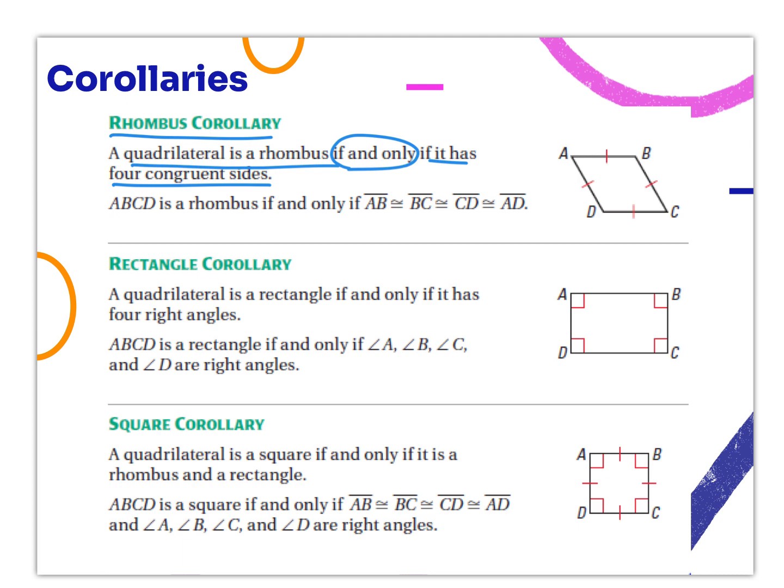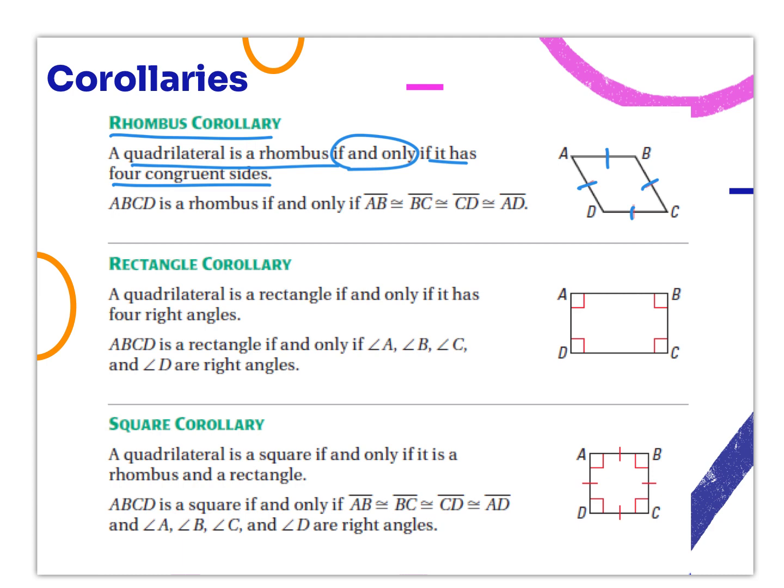Again, we know by definition what it is. Now they're just doing a corollary where it's this if and only if. Remember, you can turn any definition into an if and only if statement. So if you see a drawing and you see that it has 4 congruent sides, like that, then you know that it is a rhombus. And the second thing is, if you're told it's a rhombus, then you know that it has 4 congruent sides.